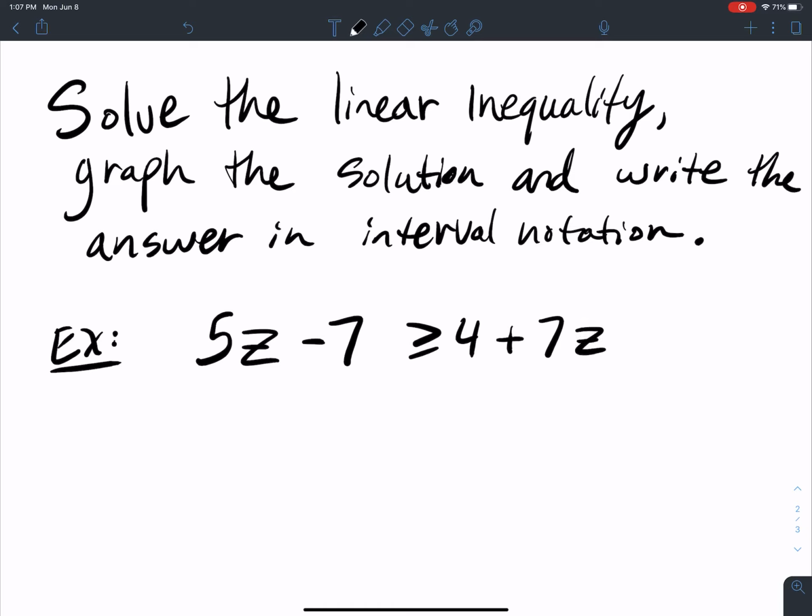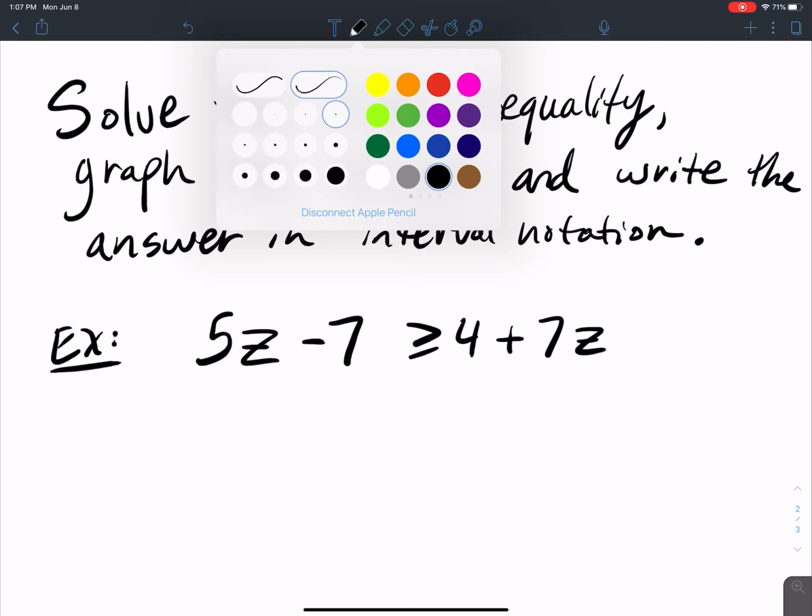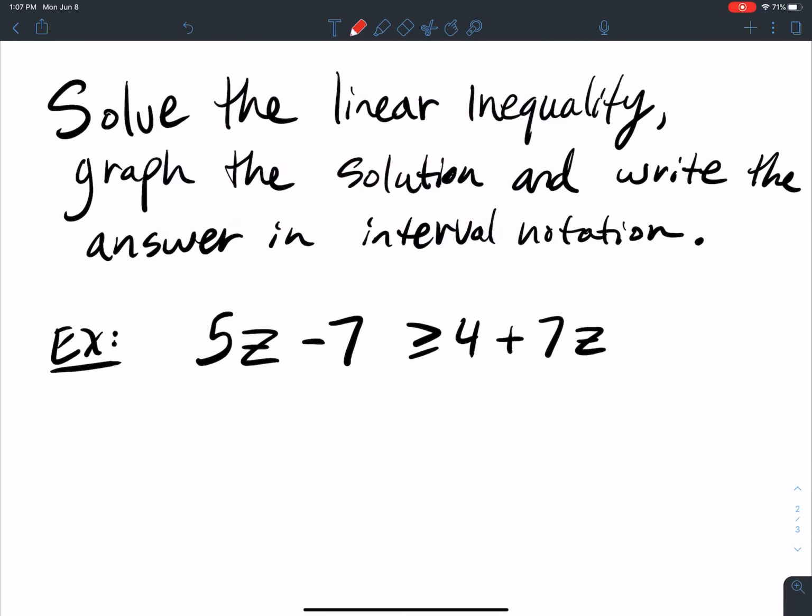So the way this works, it's just like solving linear equations with an equal sign, except if we divide or multiply by a negative number, then our inequality swaps around, okay? So let's try it out.